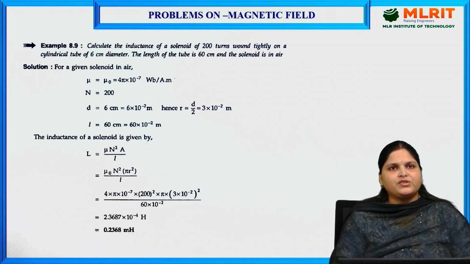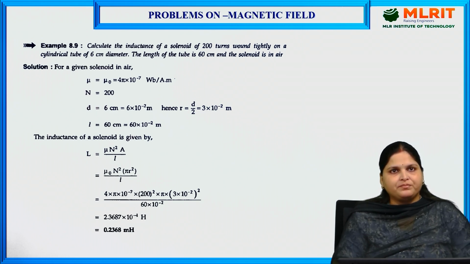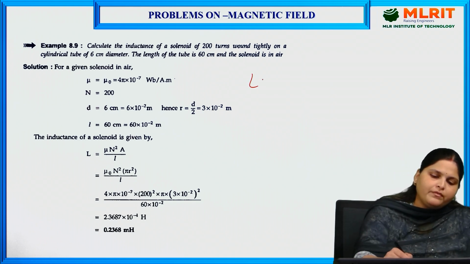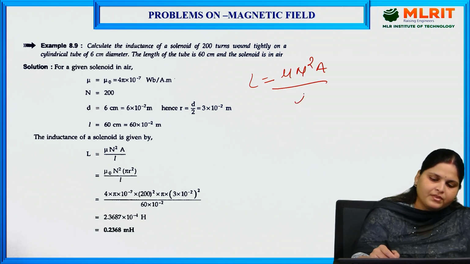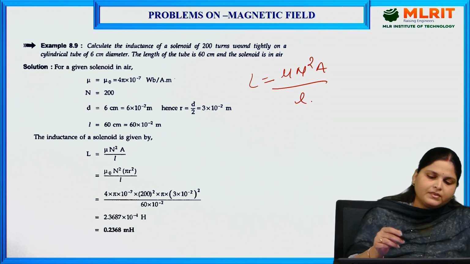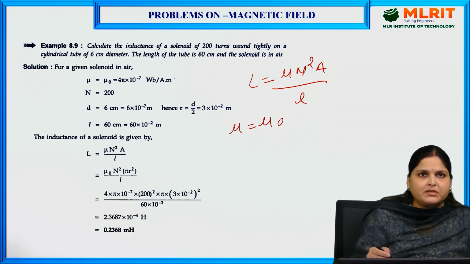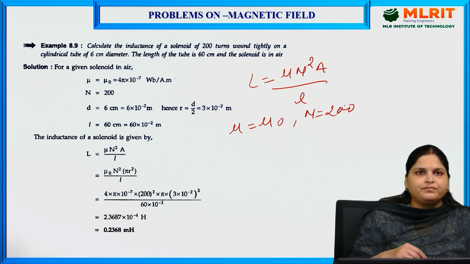Let's take another question. We have to calculate the inductance of a solenoid of 200 turns wound tightly on a cylindrical tube of 6 cm, and the length of the tube is 60 cm, and the solenoid is in air. The formula for inductance of the solenoid is mu n square A by L, where mu we will consider as mu naught because the medium is air. N is equal to 200.